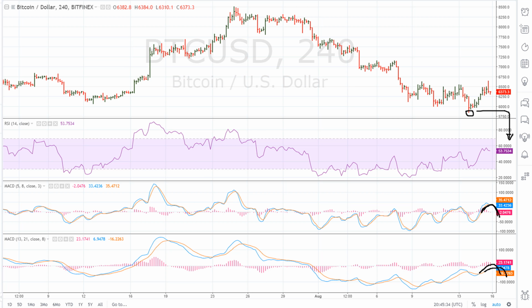So in other words, if the bulls are to see any appreciation in Bitcoin prices in the short term, the RSI would have to move higher. MACD would have to stay above zero on both MACD timeframes.